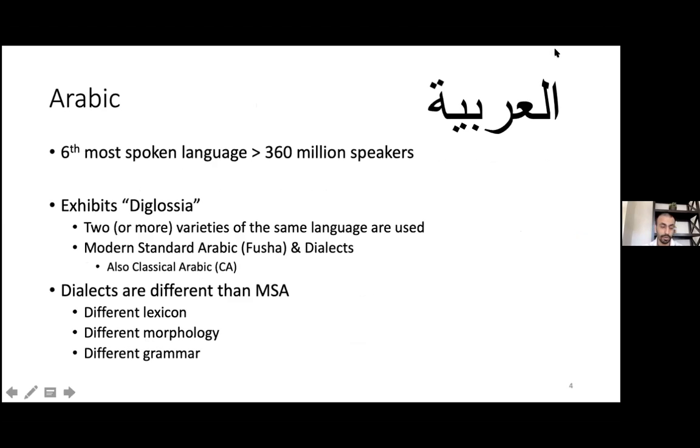Arabic is one of the UN official languages, and it's the sixth most spoken language in the world, with more than 360 million speakers. And it exhibits an interesting linguistic phenomenon called diglossia, where two or more varieties of the same language are used. So in Arabic, people speak both Modern Standard Arabic or Fusha and different dialects.